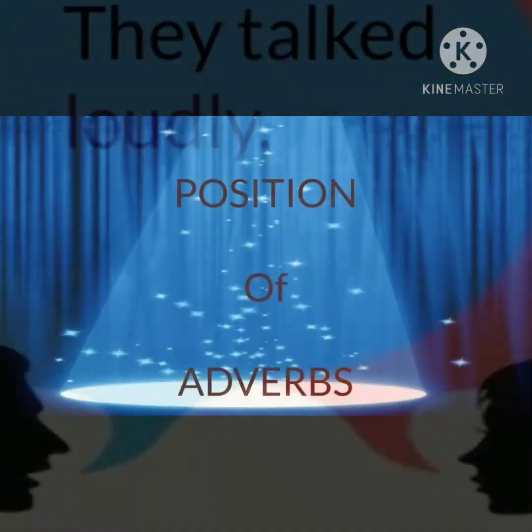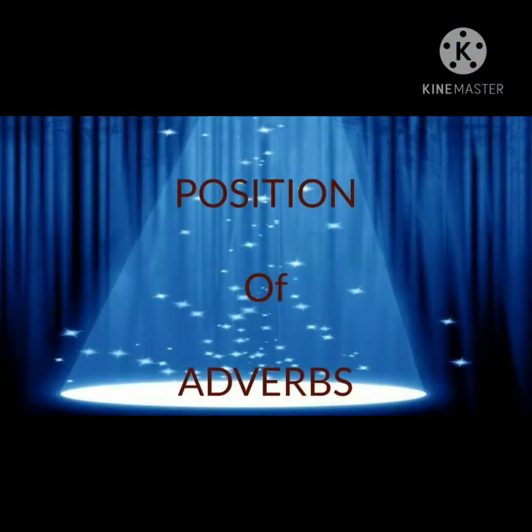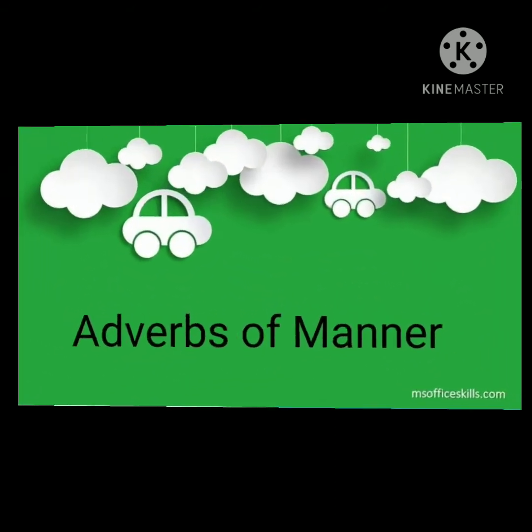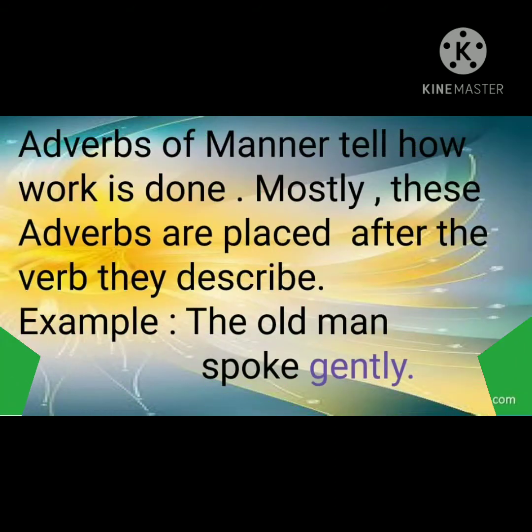Now let's learn about the position of different adverbs in a sentence. First of all, there are adverbs of manner, which tell how an action is performed. These adverbs are mostly placed after the verb which they describe. For example, the old man spoke gently. Here, the word gently is the adverb which tells us how the action was performed. That means, how did the old man speak? So, gently is the adverb placed after the verb which it describes. It describes the verb spoke, and it is placed after the verb.